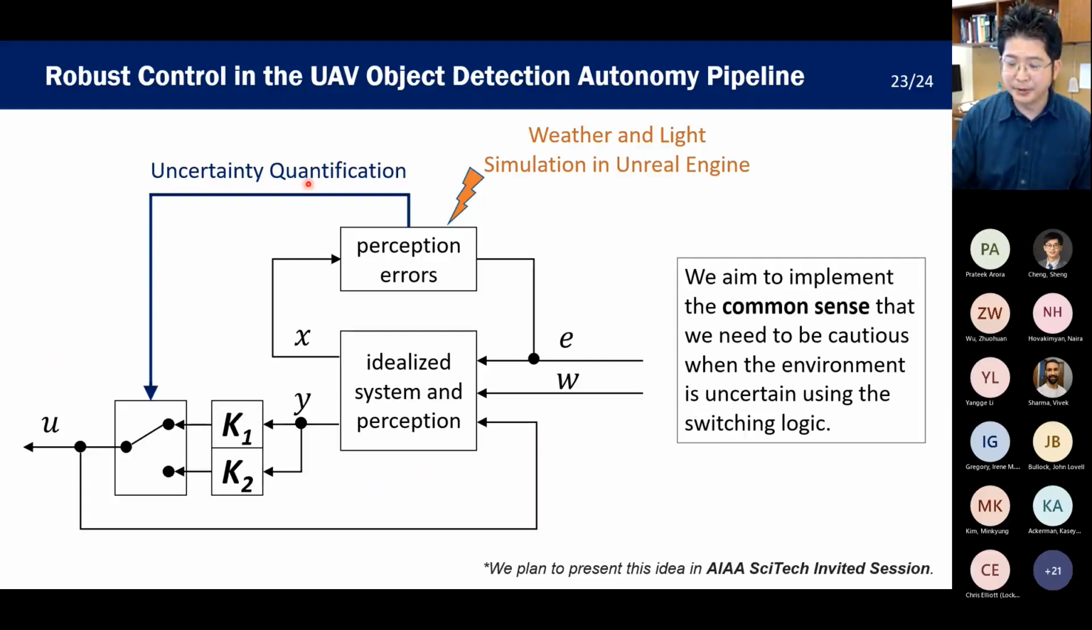We just want to implement the common sense that humans get cautious when they are uncertain about the environment. I think that this is a very simple implementation of the humans' interesting behavior in considering uncertainty when they move or when they make decisions. But I think that this should work. So we are looking forward to presenting this idea in the AIAA SciTech invited session organized by NIDA.